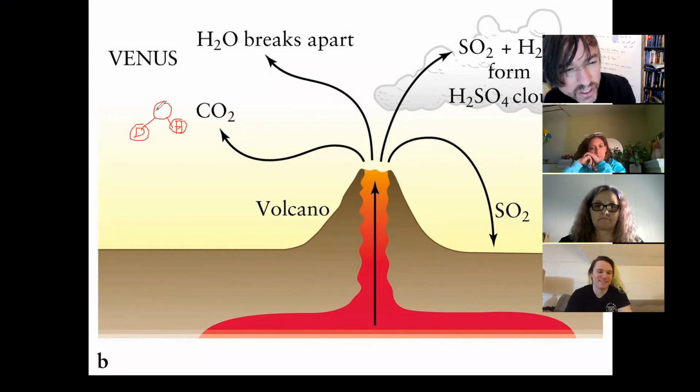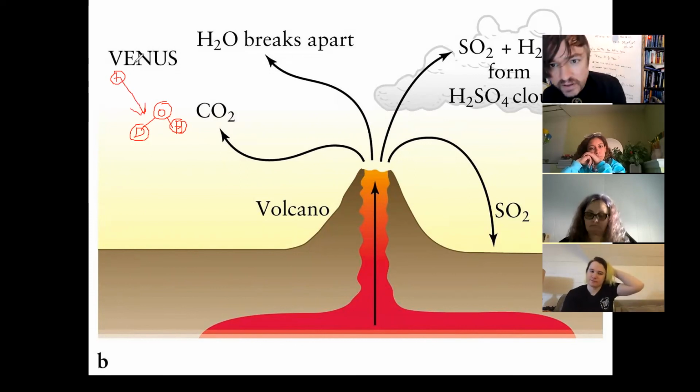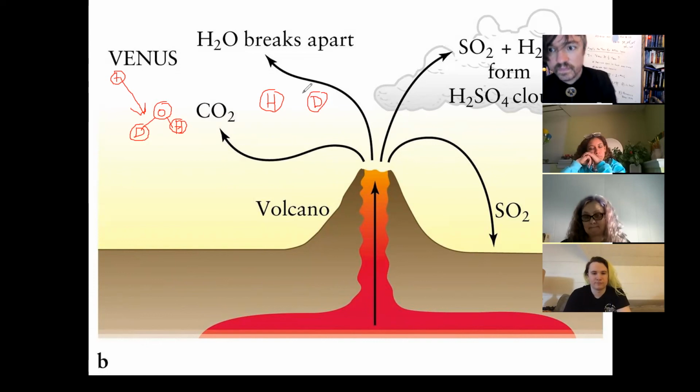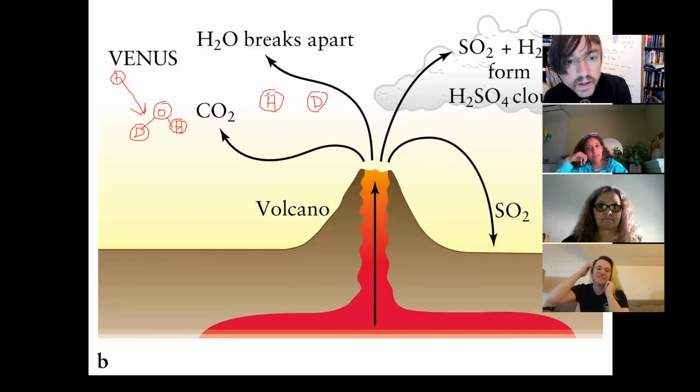Okay. Imagine you are a molecule of water that has a deuterium stuck to it. And along comes a high-speed proton from the solar wind. Bam. Venus has no magnetic field. You bust apart the water molecule, and now you have a free hydrogen and you have a free deuterium. Tell me the story of what happens. The hydrogen is lost and the deuterium remains in the atmosphere.